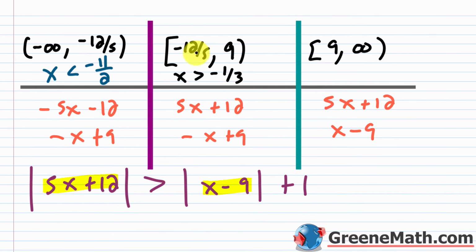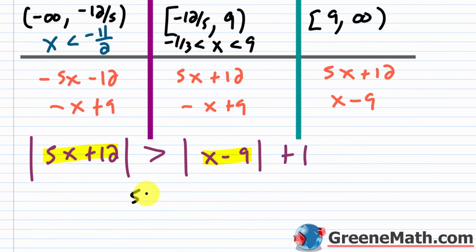Now, again, negative 12 divided by 5, that's negative 2.4. If I think about negative 1/3, that is greater than this, so I'm okay there. But again, you can only go up to anything that's less than 9 to stay in this interval. So I'm going to say that x is greater than negative 1/3 and less than 9, just to make that work in the interval. Over here, let's solve this one.